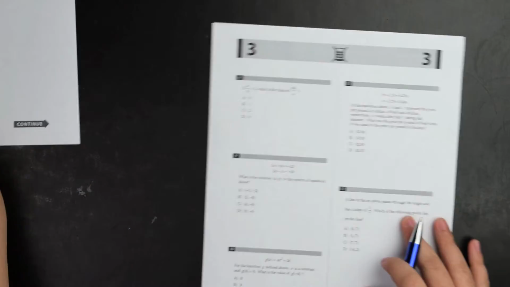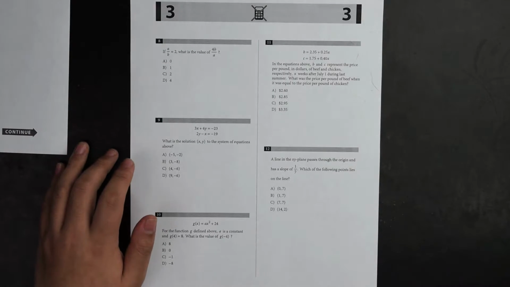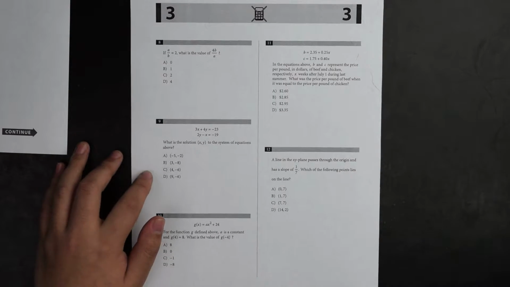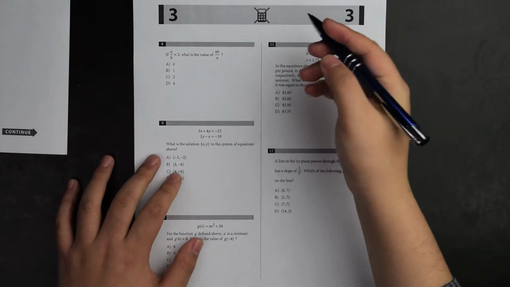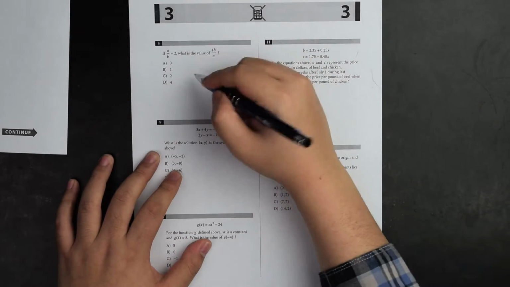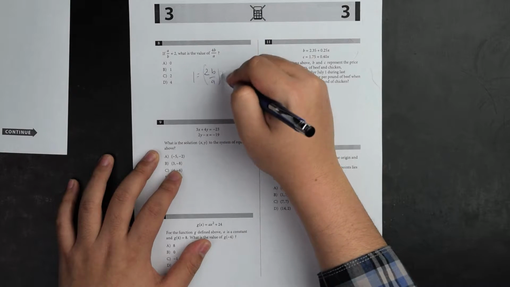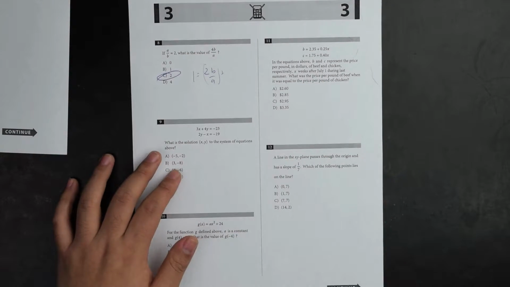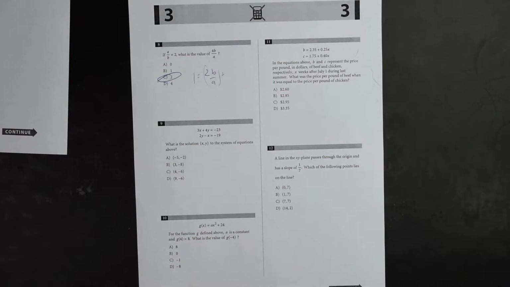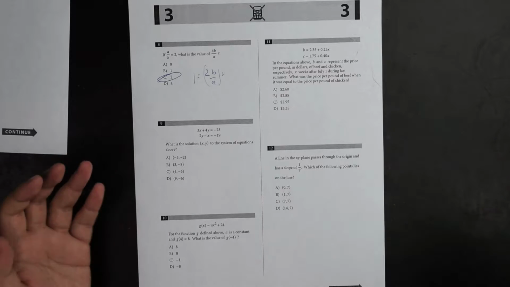To continue on, I'm going to switch over to number 8. For number 8, the question asks: if A over B equals that, what's the value of this expression? Okay, so I'm thinking... got it. Okay, and the answer is C. Now I'm going to explain to you how I was able to get number 8.